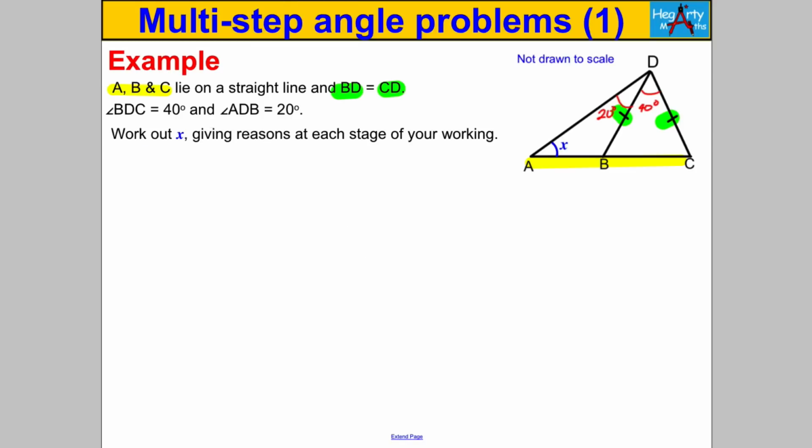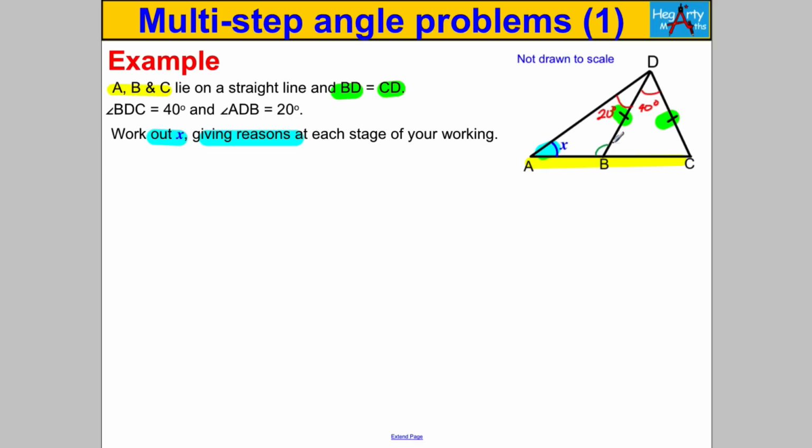And we're asked to work out X, and we're also told to give reasons, so we're trying to work out this angle here. So let's think how we must do it. To get that angle, I have this angle, but I don't have this angle in the triangle with X, so it might be a good idea potentially to get that angle.